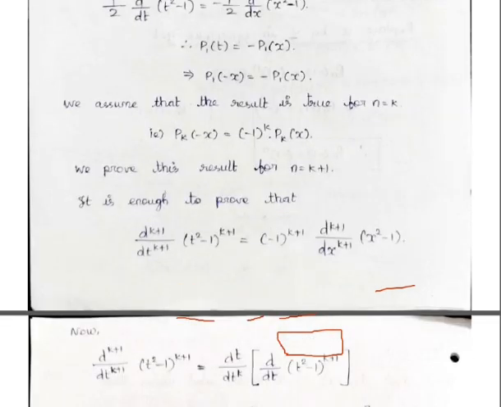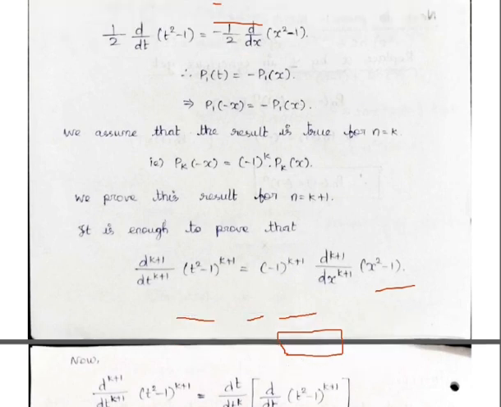See, d power k plus 1 by dt power k plus 1 of (t squared minus 1) power k plus 1 equal to, since for n equal to 1 we put minus 1, here for k plus 1 it means minus 1 power k plus 1 into minus 1 into d power k plus 1 by dx power k plus 1 of (x squared minus 1). Here we want to write (x squared minus 1) power k plus 1. What is the next step?